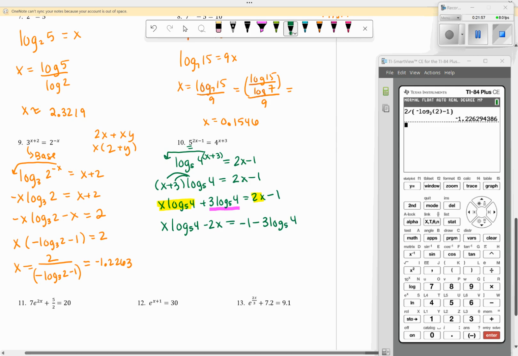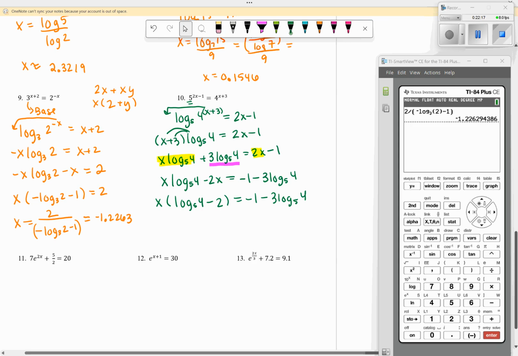Once you have the x's on one side, then just like the last problem, we can factor out the x to get it by itself. So we have x times the log base 5 of 4 minus 2 is equal to -1 minus 3 log base 5 of 4. Now that x is by itself, the last step is to divide, because notice the log base 5 of 4 minus 2 is being multiplied. So we just divide that out.